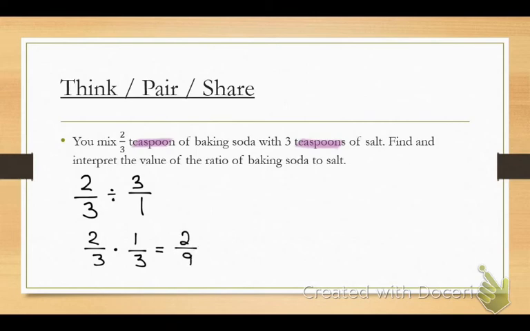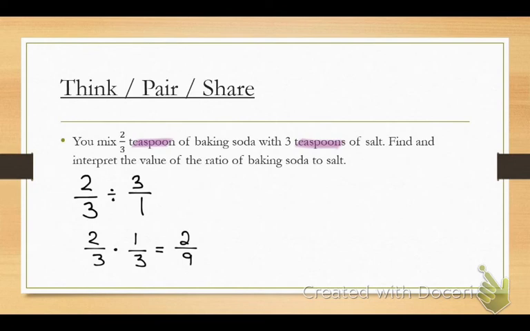Now I want you to put this into a sentence. Can you interpret this ratio? Can you interpret the ratio, the value? Remember what we were just doing in the last example? Could anybody put that into a sentence? What do you think? Colin? There are 2/3 the amount of baking soda that there are teaspoons of salt.